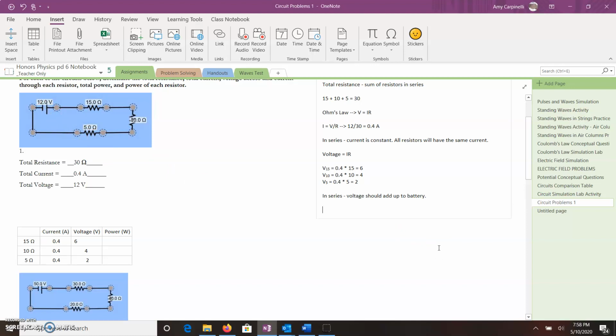Now the last thing that I have to do is find the power. Power can be found a variety of ways, but the simplest way is to just say I times V. So the current times the voltage. So the power on the 15 is going to be equal to 0.4 times 6, which is 2.4. And then I will do the same thing for the other two. I'm going to do that real quick in my calculator.